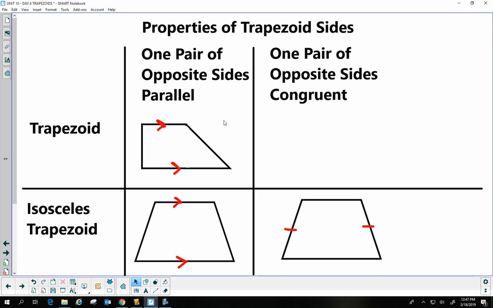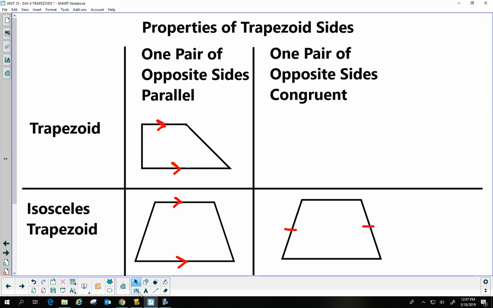So what makes this different is that these two sides with no marks on them are not parallel. And you can see if I were to extend those sides, they'd eventually touch. This one pair of opposite sides are parallel. That's what makes it a trapezoid. An isosceles trapezoid has a pair of parallel sides, but it also has one pair of sides that are congruent. And you'll notice the pair of sides that are congruent are not the parallel sides.